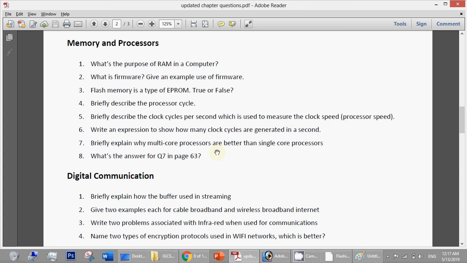So the answer is A, because clock cycle measures the number of times per second instructions can be carried out, executed. It's not the number of instructions, so be very careful there, right? It's A, number of times instructions are carried out. Alright, so that's memory and process.